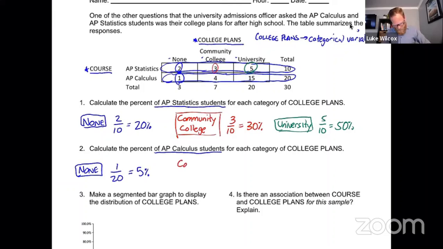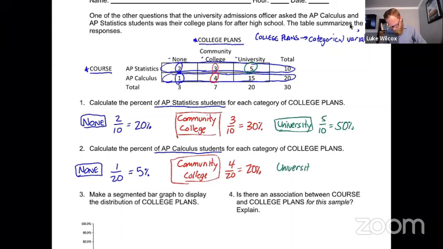Move over to the next category of community college. Look up in my table here, and it looks like there are 4 out of the 20, which is going to give me 20%. And then finally, the last column we have is the university. And based on the values here, it looks like 15 out of 20. And that is going to give me 75%.